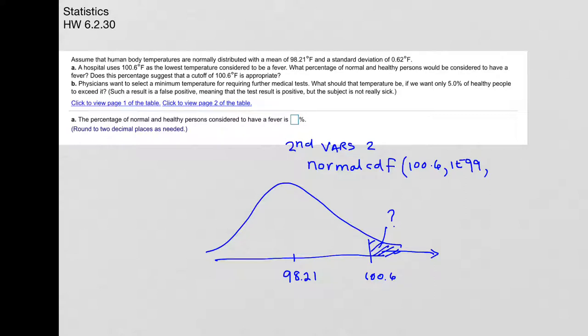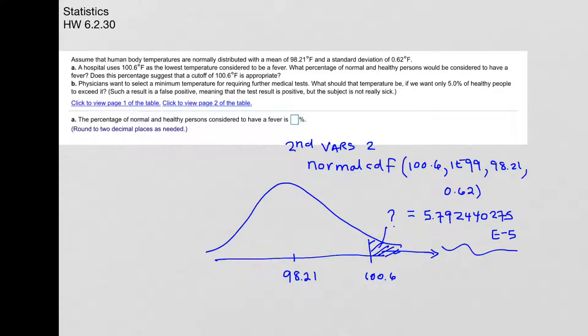And the mean is 98.21, and the standard deviation is 0.62. And when I enter that into the calculator, I get 5.792440275E negative 5. So this is given in scientific notation.